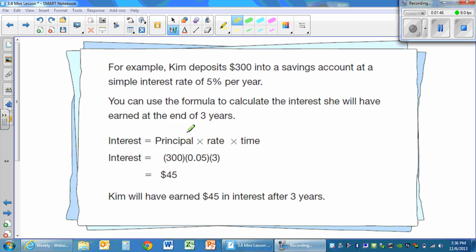I equals PRT. Interest equals the principal, or the original amount, times the rate at which they're earning the interest, times the amount of time that it was left in the account. All you have to do is multiply the 3 together. So 300 times 0.05 times 3 gives you an answer of $45. Kim will have earned $45 in interest after 3 years. So she puts $300 into her bank account, lets it sit there for 3 years, and the bank will give her $45 for letting them use her money.